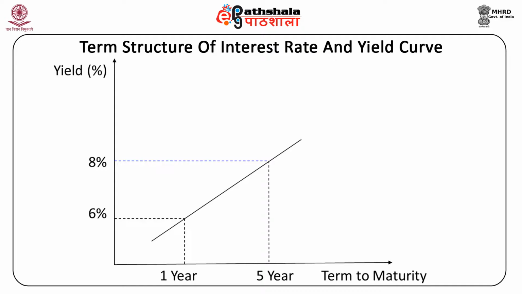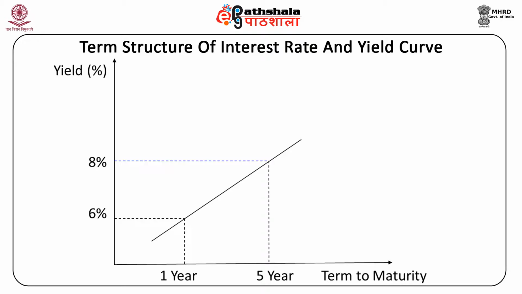The graphical depiction of the term structure of interest rate is known as the yield curve. It summarizes the yields of otherwise identical bonds of varying maturities at a particular point of time, as you can see in the figure.